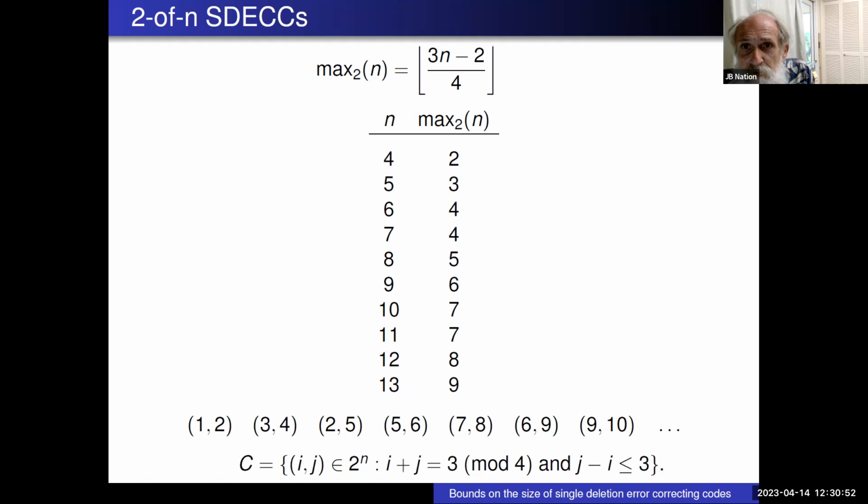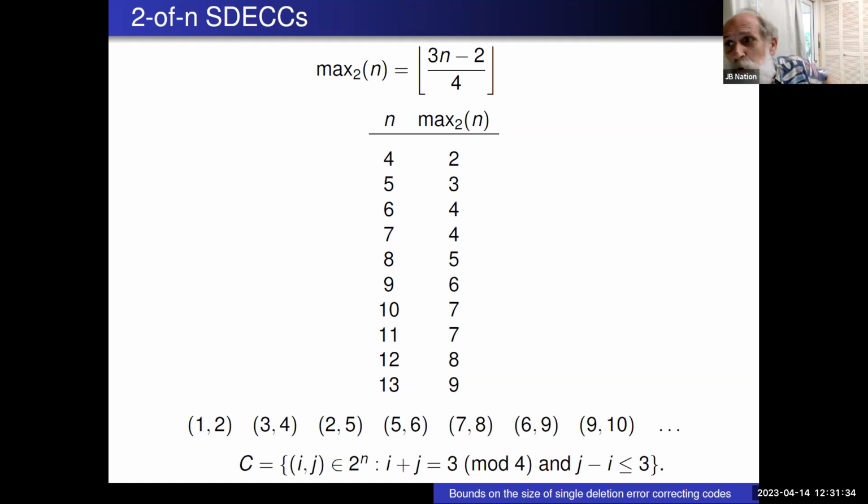And in fact, we can show pretty easily that the maximum size of these codes is just the integer part of (3n minus 2) over 4. Now the lower bound is real easy because if you look down there, you see the code written out. 1, 2 is the first one, 3, 4, and then 2, 5. Then you add 4. You add 4 to 1, 2, you get 5, 6. You add 4 to 3, 4, you get 7, 8. And you add 4 to 2, 5, you get 6, 9, and so forth.